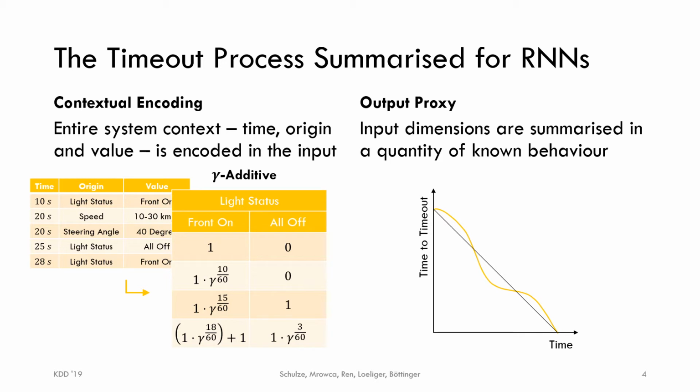We still don't know a fixed sequence of the timeout process, but we know one thing: that the timeout should come closer at every time step, otherwise battery charge is wasted. So we use a synthetic label, which we call the output proxy, in this case the time to the next timeout. This proxy quantity has a known behavior, so we know at each time step whether this behavior is anomalous or not.